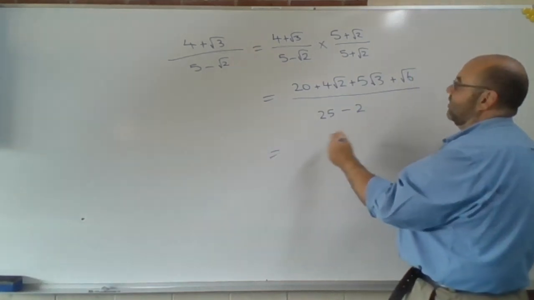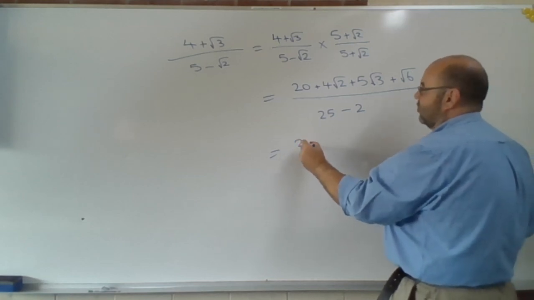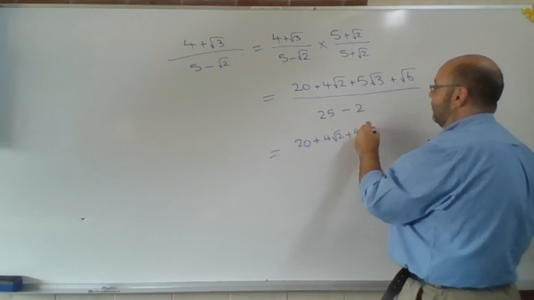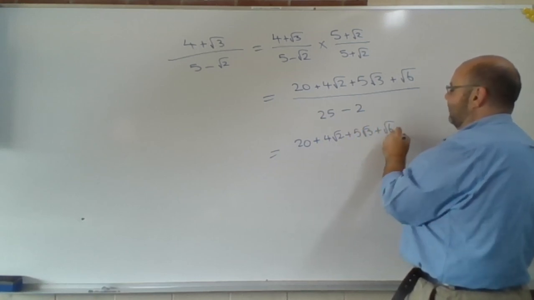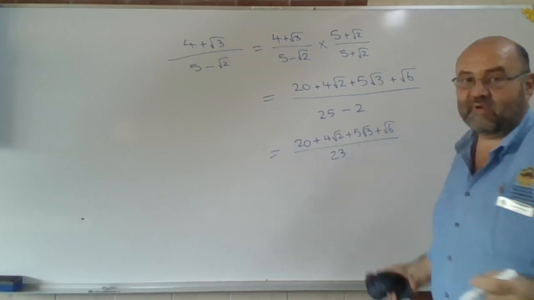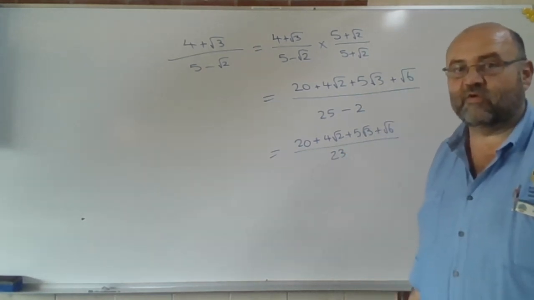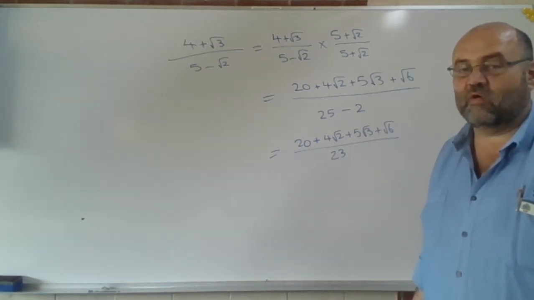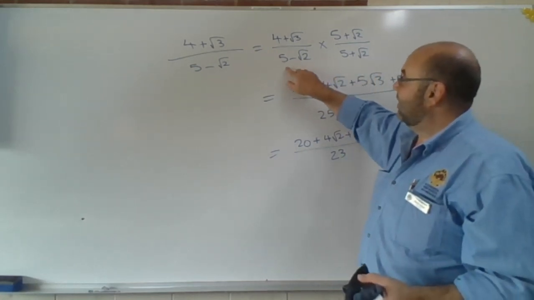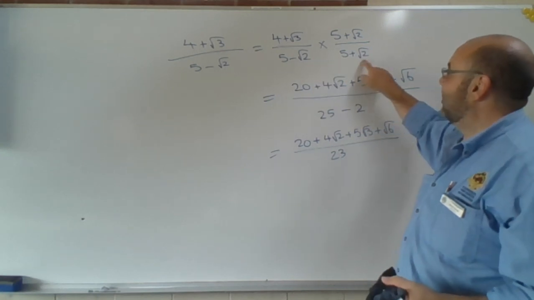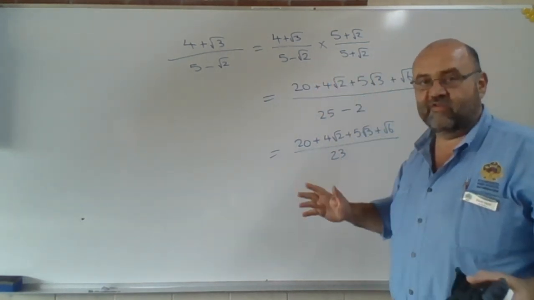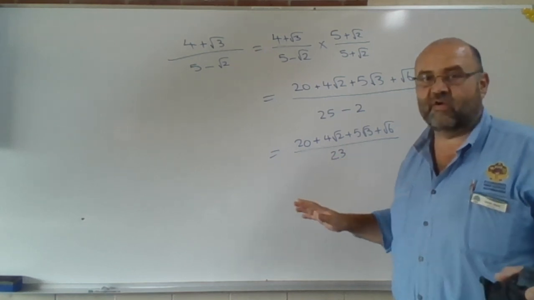So on top, I've got 20 plus 4 root 2 plus 5 root 3 plus root 6. And on the bottom, I've got 23, a rational number. Okay, I've rationalised the denominator. All I had to do was look out for that conjugate pair. Okay, this minus that, this plus that. As soon as I've got that pair, I've got a difference of 2 squares, I'm safe, I'm home.